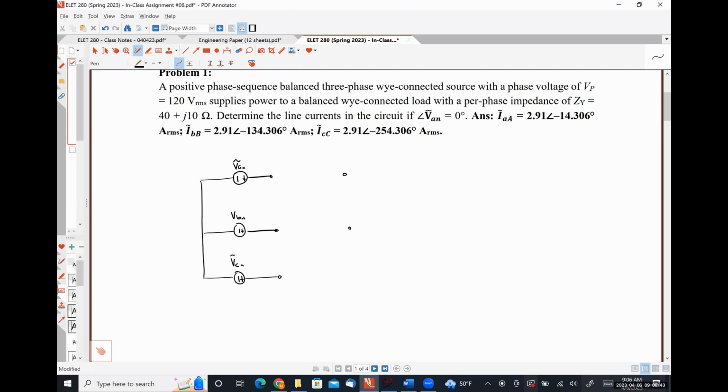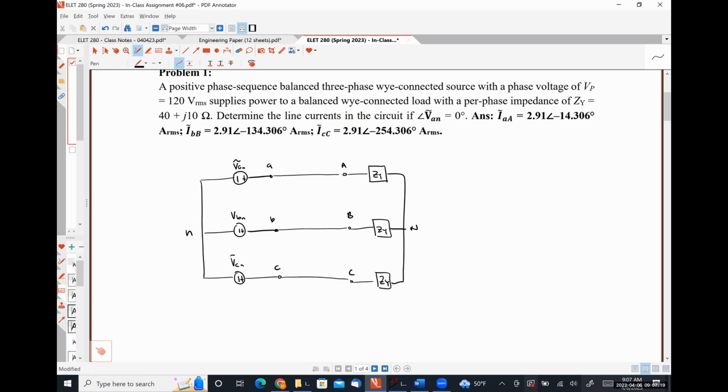Over here, we have a Y-connected load. Well, this A, B, C, capital A, capital B, capital C. Nowhere is it mentioned that our transmission lines connecting these things have any impedance, so I'm just going to draw a short circuit. Unless you're told what the transmission line impedance is, assume it's 0. Okay. So this is our circuit.